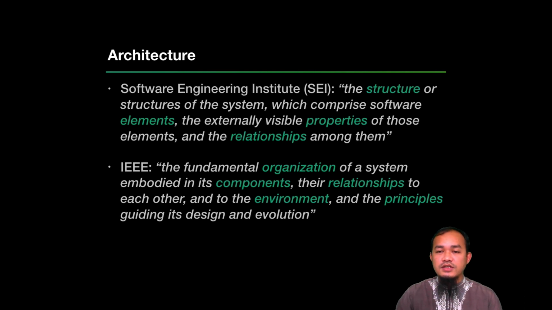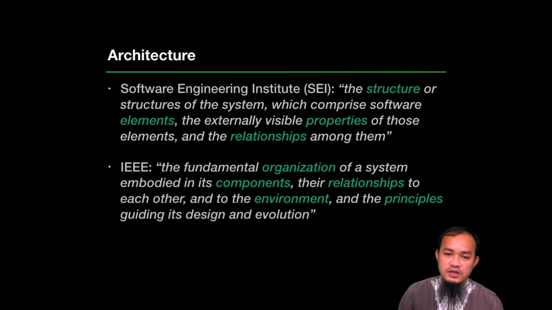In architecture, IEEE gives the definition that architecture is the fundamental organization of the system embodied in its components, their relationship to each other and the environment, and the principles guiding its design and evolution. And also SEI, the Software Engineering Institute, gives the definition of architecture as the structure or structures of a system which comprise software elements or software components, the externally visible properties of those elements, and the relationships among them.